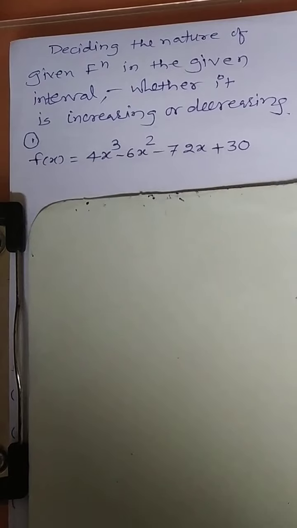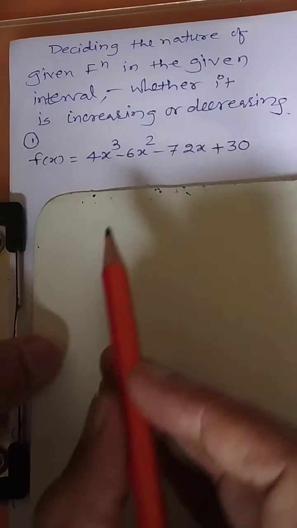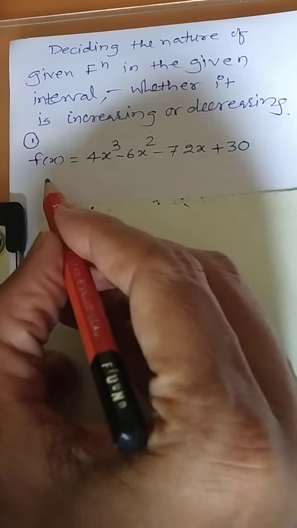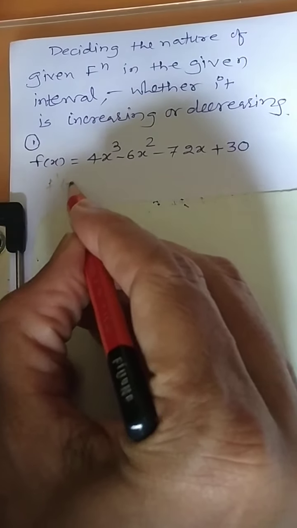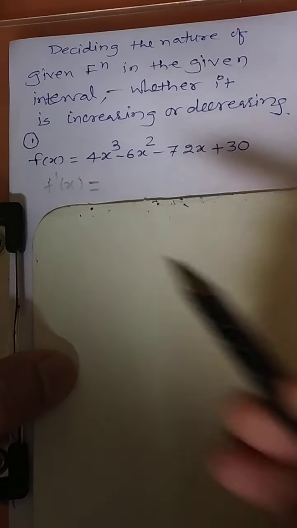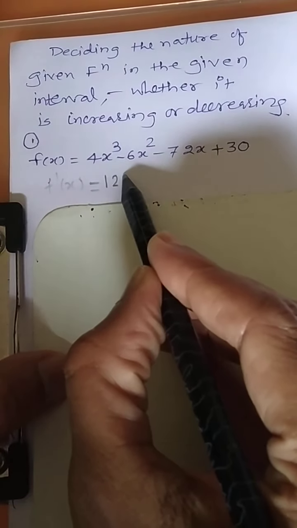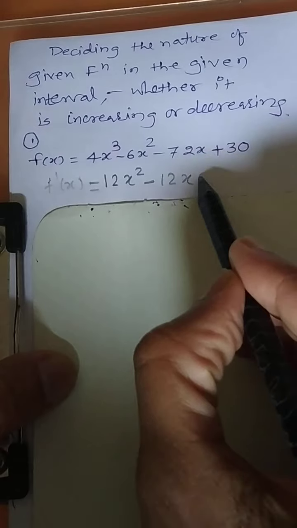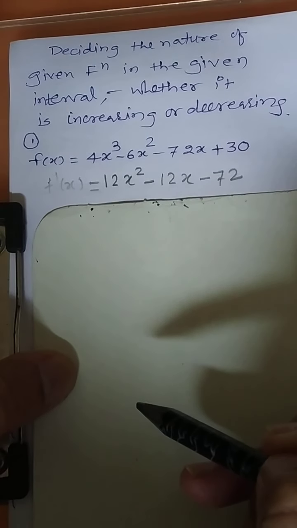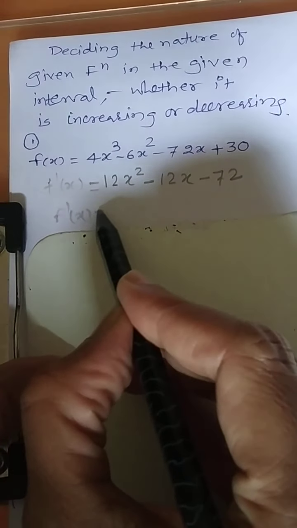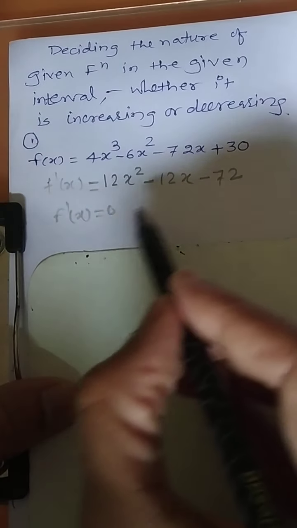Let us look at this polynomial function, 4x cube minus 6x square minus 72x plus 30. What you are supposed to do: first get the differentiation, f dash of x. You get f dash of x is equal to 12x square minus 12x minus 72. Then put f dash of x equal to 0 and get the factors of the expression.